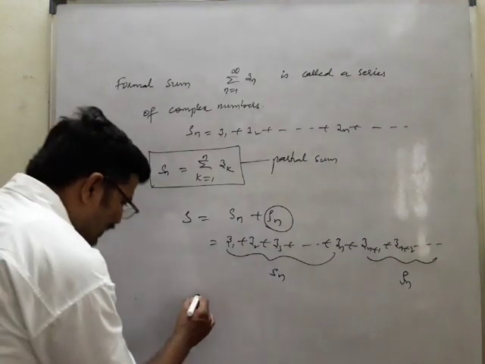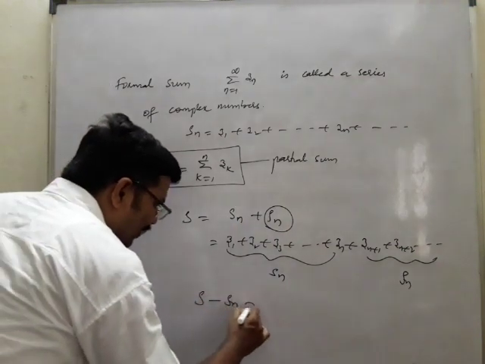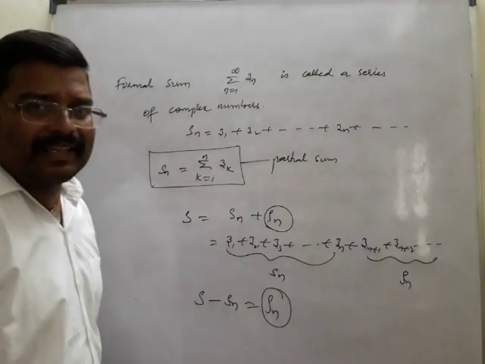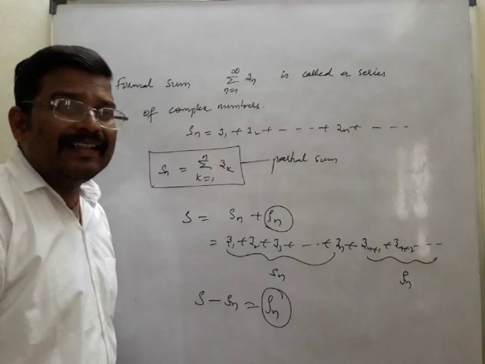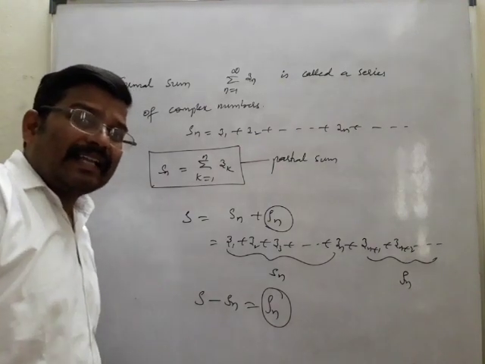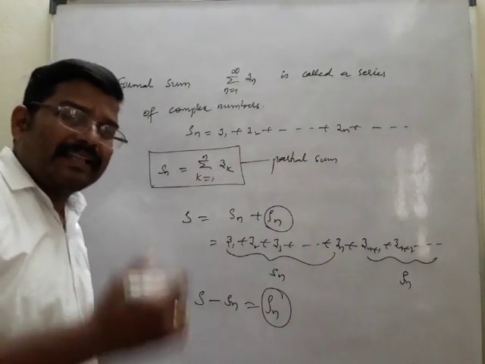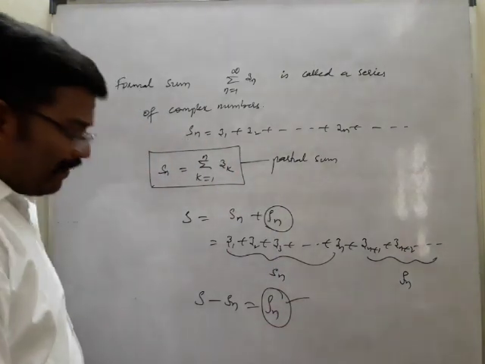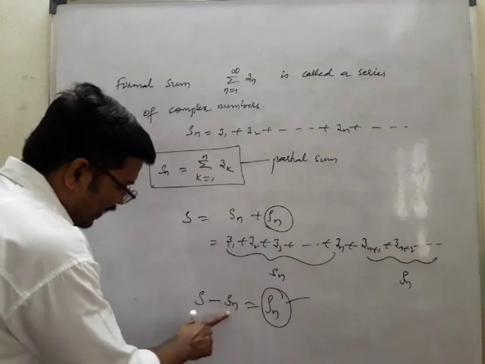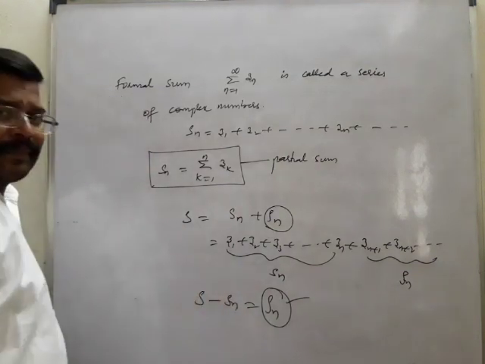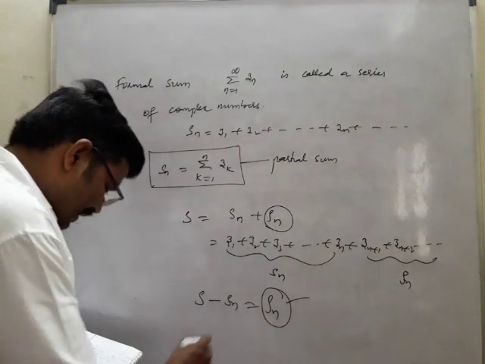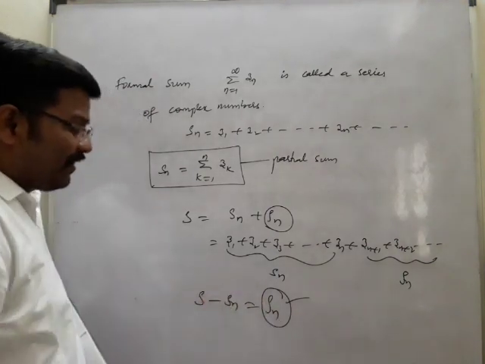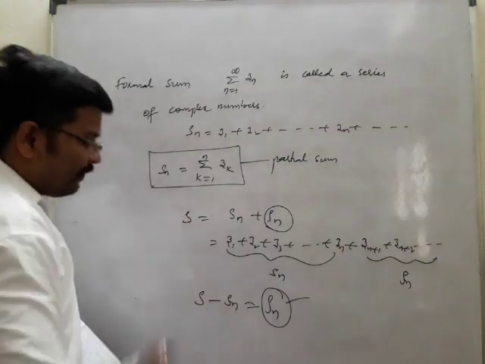So what I'll write is S minus Sn is equal to rho n. Now this rho n is called the remainder. It consists of all the terms which come after n, meaning n plus 1, n plus 2 and so on. This is called the remainder. So S minus Sn is rho n. Rho n is called the remainder after n terms. These are the remaining terms after n, which remain in S minus Sn.